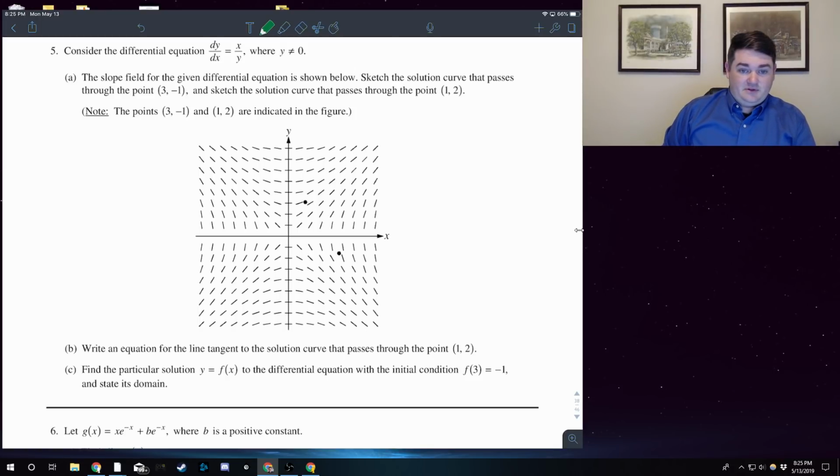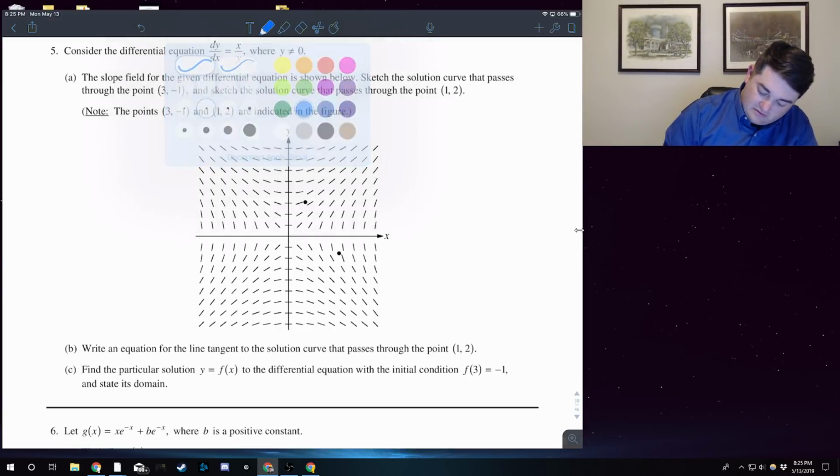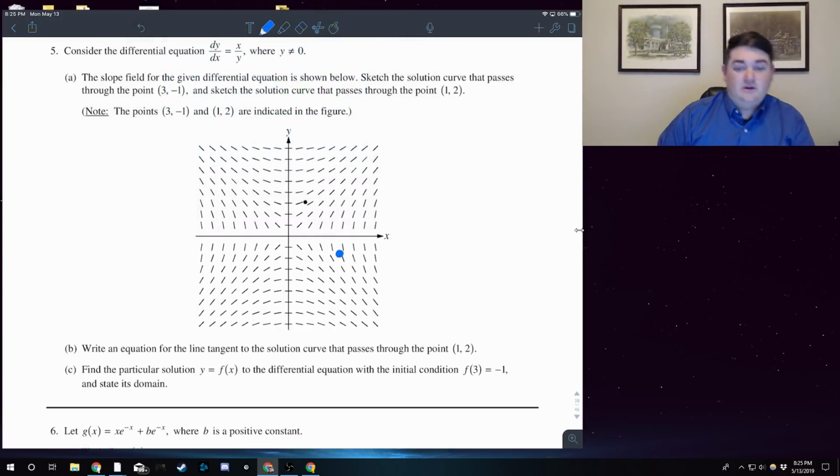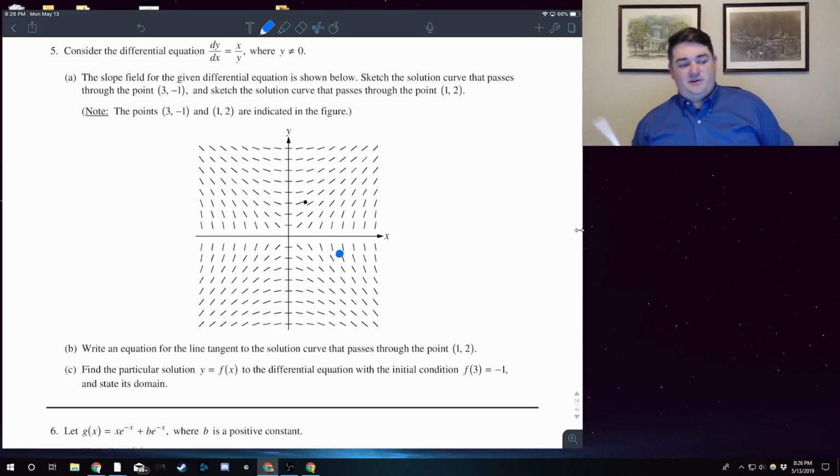So, (3, -1), that point is right here. And with slope fields, you just have to ride the wave. Just go incrementally. Virginia, this is 2008 AB, and it is released, but I'm not sure how you find it. Google 2008 AB exam if you want to see it.